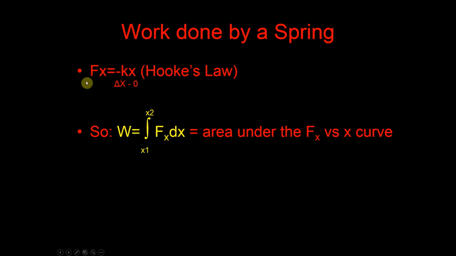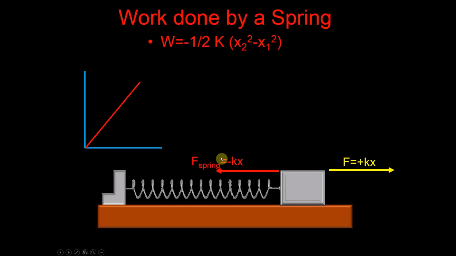But F_x equals negative kx. This means that F can be in the x or y direction. F is equal to negative kx. So work is equal to the integral of F dx, the area under the F_x curve. Now, if we look at a system with a spring, the force of the spring is negative kx. This is going to restore your system to its original position.